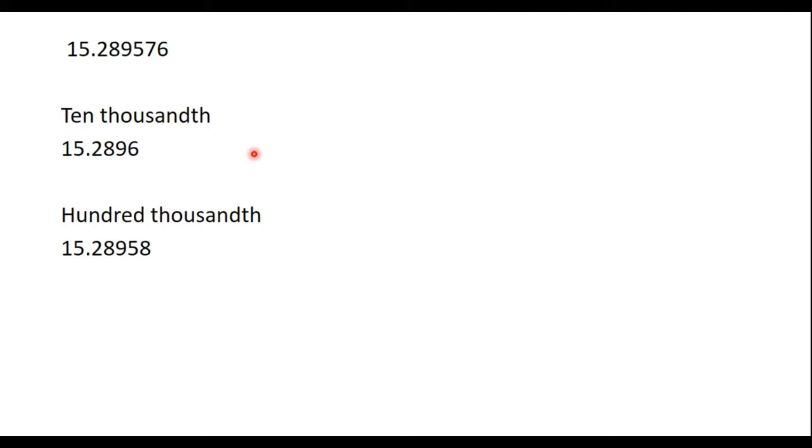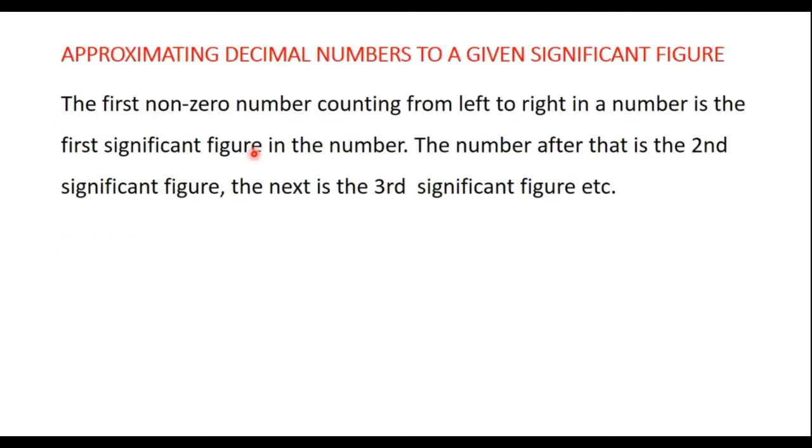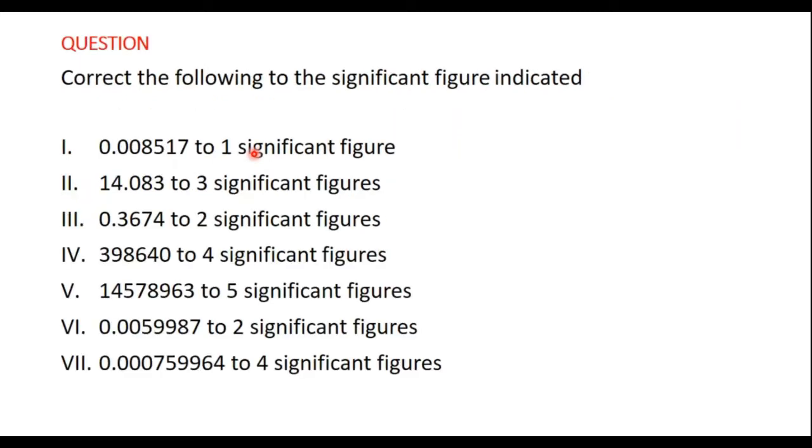Let's look at the next thing that we want to consider: approximating decimals to a given significant figure. Now, how are we going to do that? The first non-zero number counting from left to right in a number is the first significant figure in that number. The number after that is the second significant figure. The next is the third significant figure. So this is what we mean when we have a number like this.